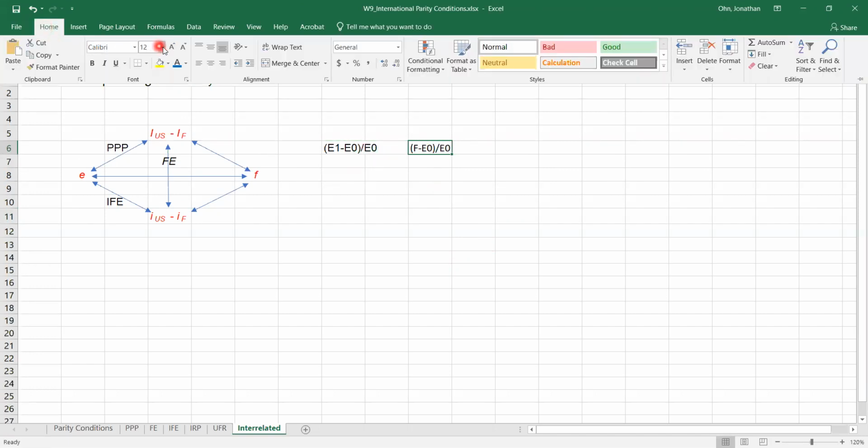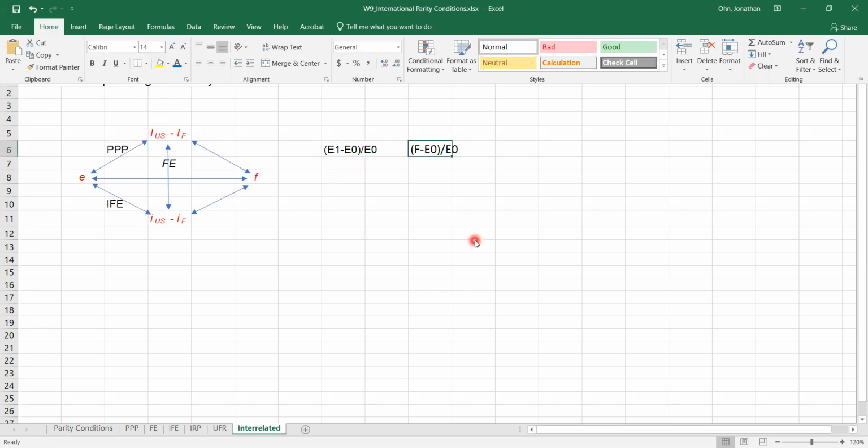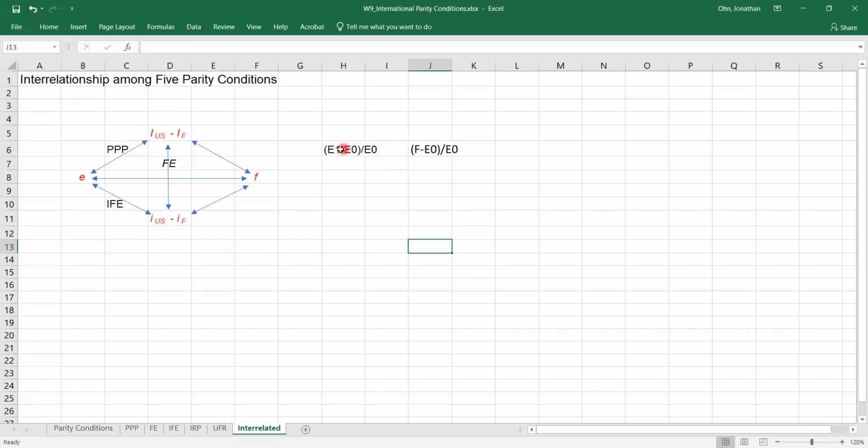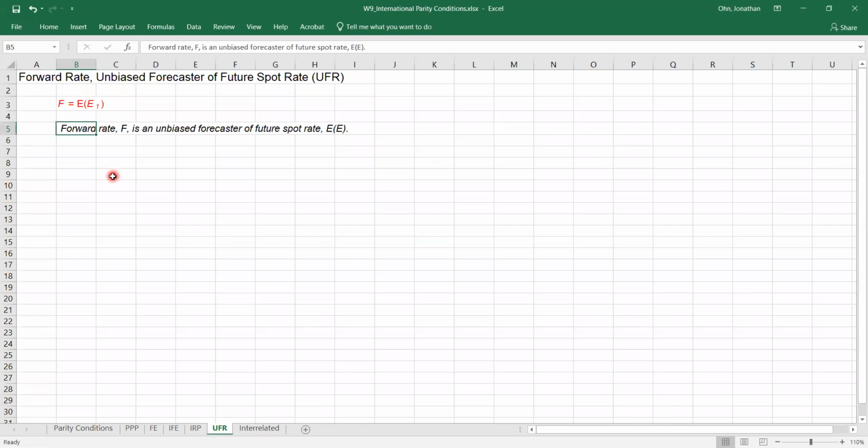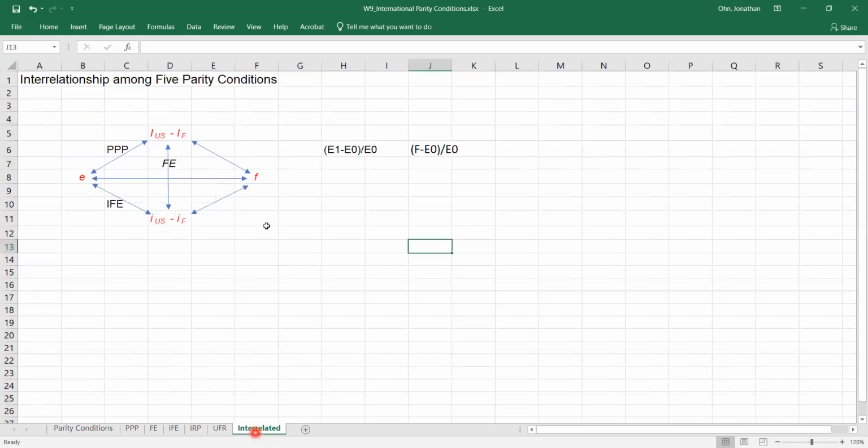To equalize this one, what do we need? This forward rate and this future spot rate should be equal, right? That is exactly the unbiased forward rate condition, the forward rate at E1. So this one matches UFR: the unbiased forecaster of the future spot rate is the forward rate.